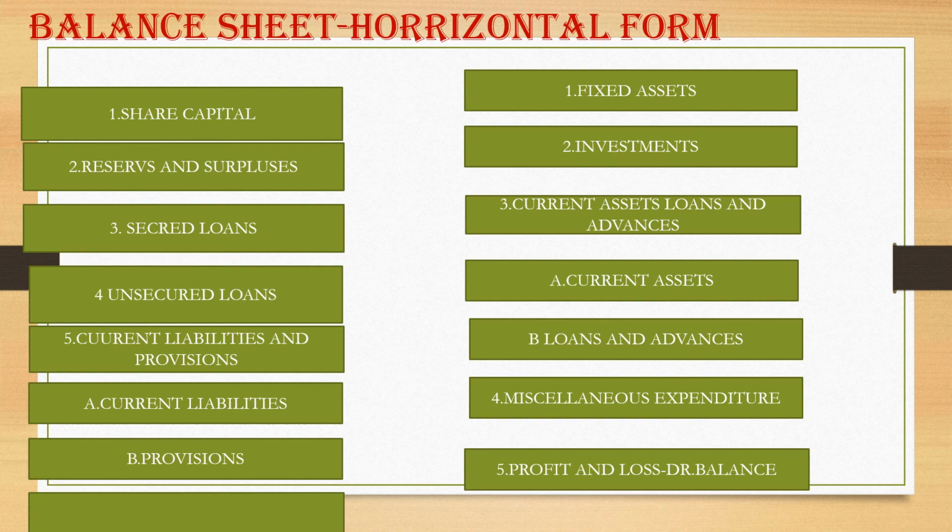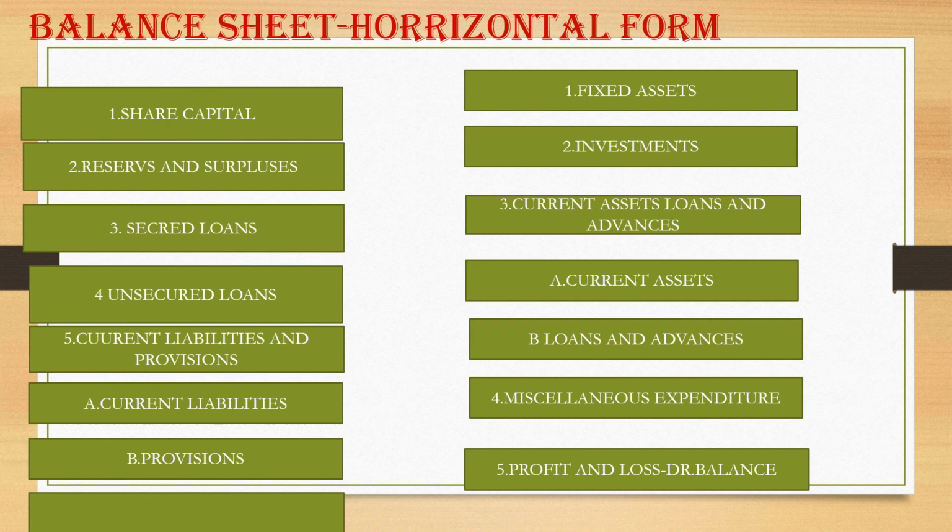Share capital includes equity shares, preference shares, and retained earnings. Then reserves and surpluses. As to reserve, we have revenue reserve, or we call it general reserve, or reserve fund. This is created out of profit and can be used in future for any contingencies.